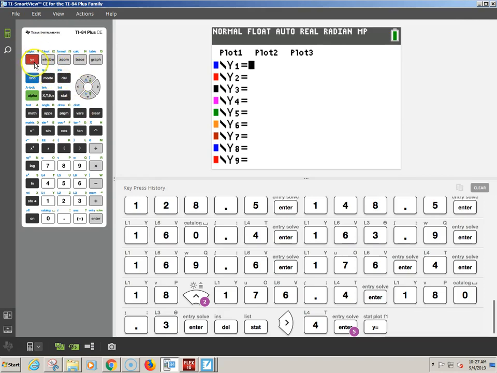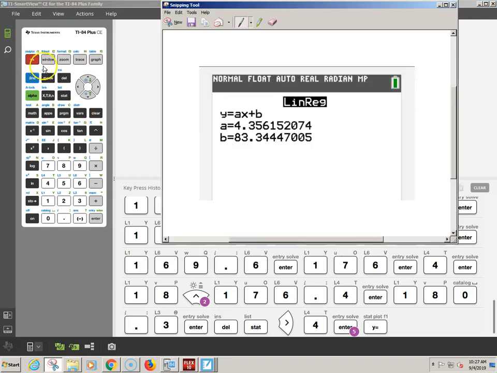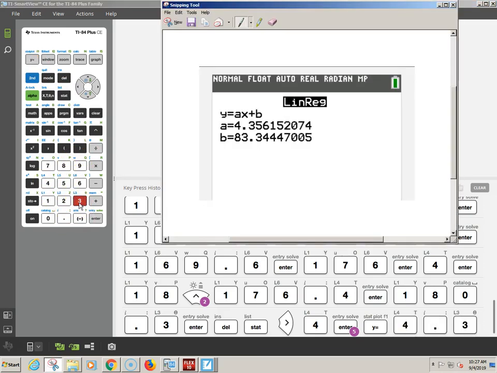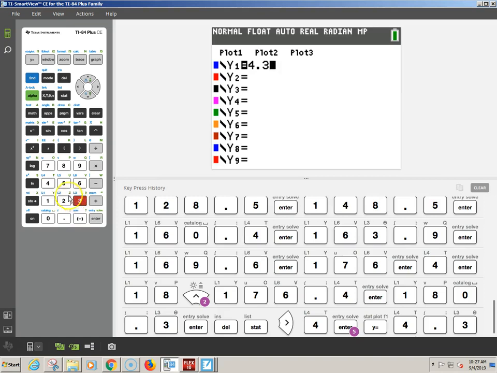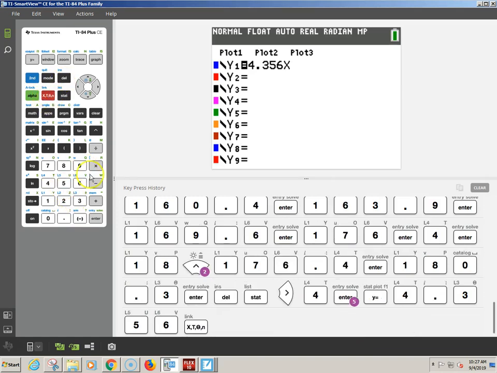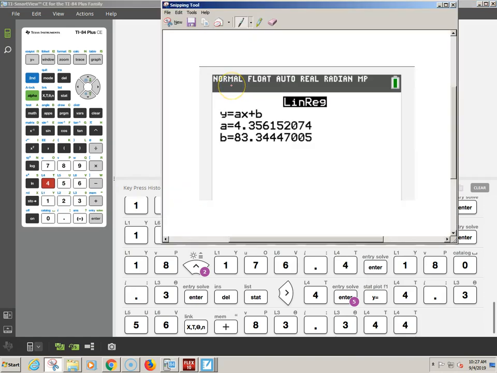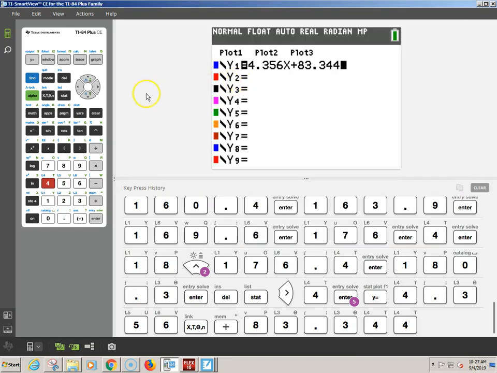Now, I wish we could stow it and throw it over there. It'd be really cool. But instead, you're going to have it written down. Then you're going to go ahead and put in 4.356x plus 83.344. Now you have to type it by hand, but if you take this equation and throw it in your y equals, now you can start playing with it and using it.